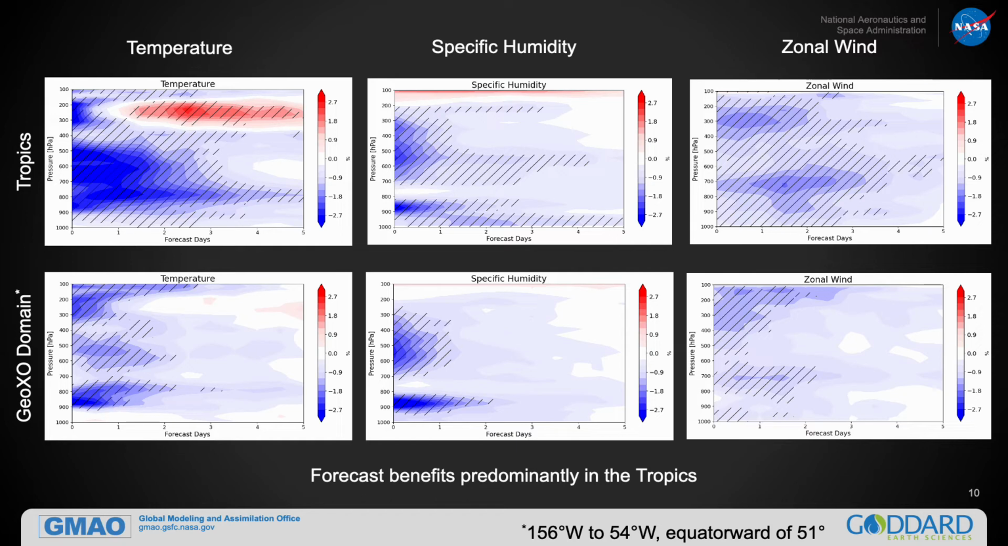Examining just the domain observed by GXS, roughly between 156 degrees west and 54 degrees west in longitude, and equatorward of 51 degrees in latitude, and encompassing the contiguous United States, the benefit of geostationary IR is apparent with statistically significant improvements in temperature, specific humidity, and zonal wind extending past 2 days.